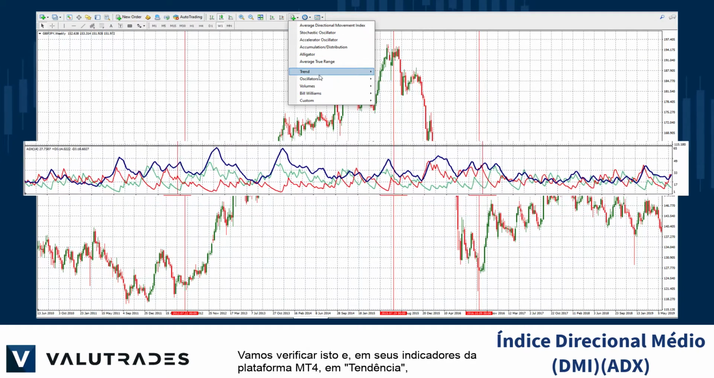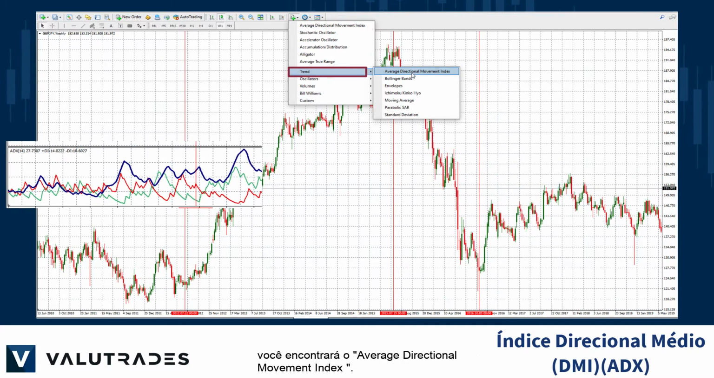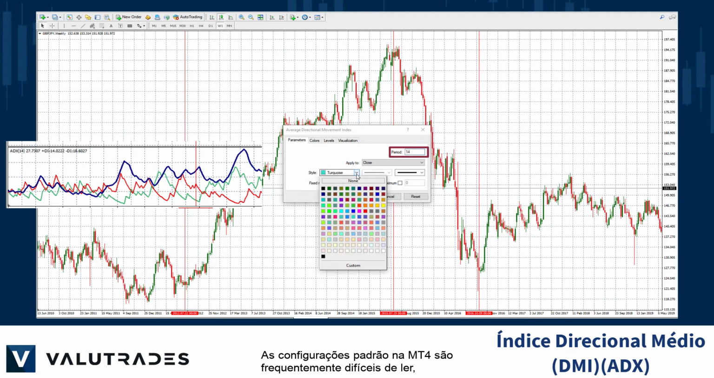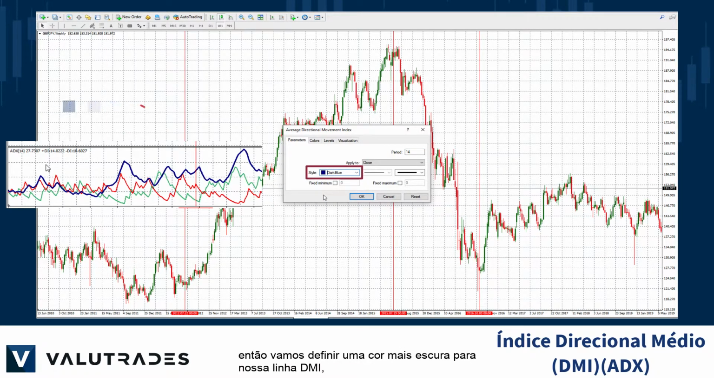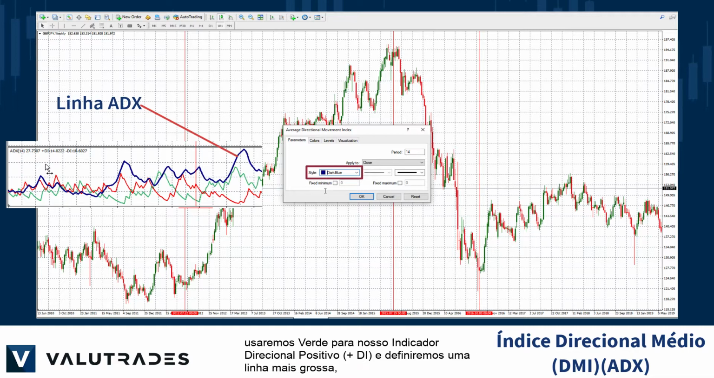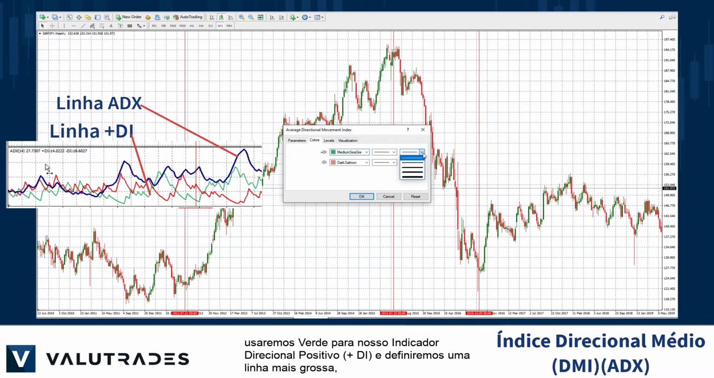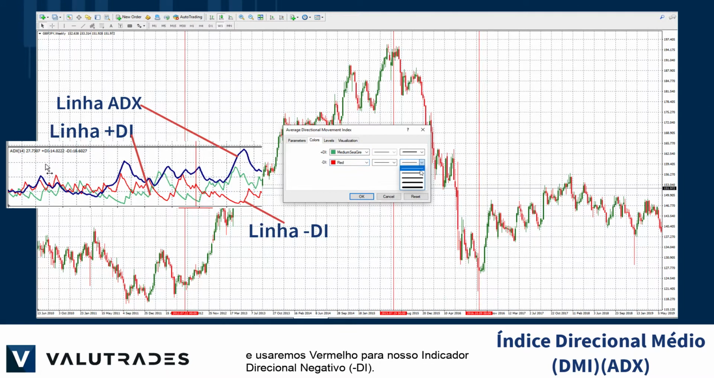Let's jump right in, and on your MT4 platform indicators under Trend, you will find the Average Directional Movement Index. You will note that this indicator looks back over 14 periods. The default settings on MT4 are often difficult to read, so let's set a darker color for our ADX line, and we will use green for our positive directional indicator, and set a thicker line, and we will use red for our negative directional indicator.